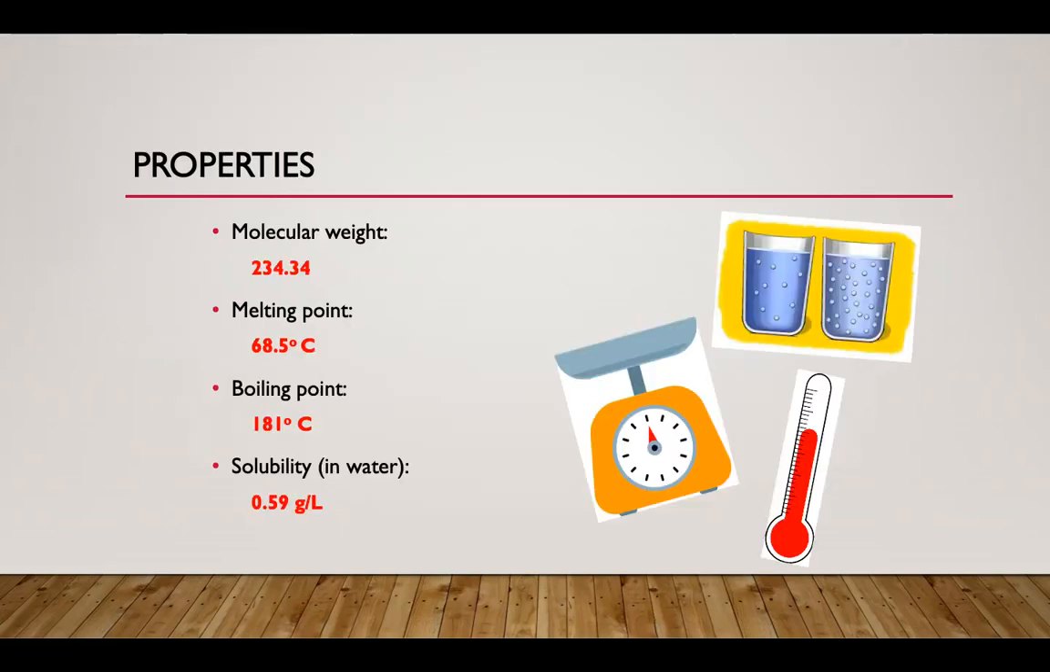Here are some physical properties of lidocaine. It has a molar mass of 234.34. Its melting point is at 68.5 degrees Celsius, and it boils at 181 degrees Celsius. Lidocaine solubility is 0.59 grams per liter of water.